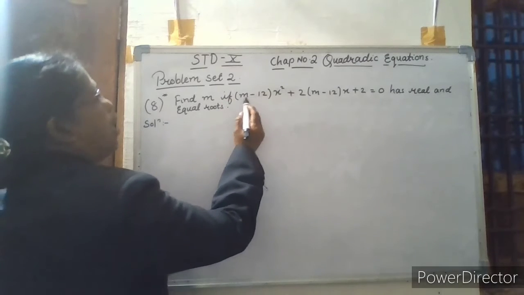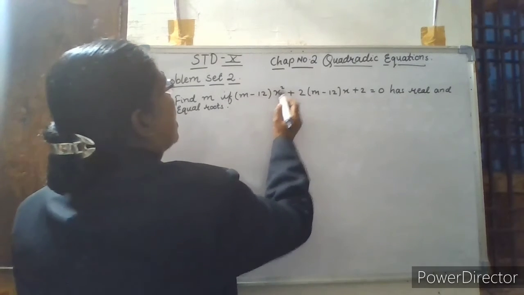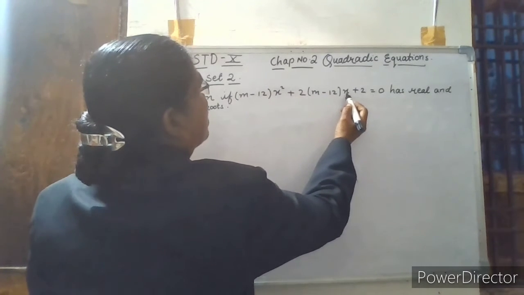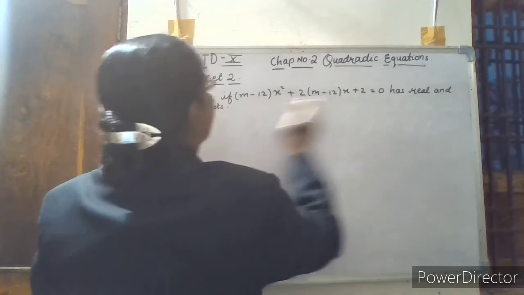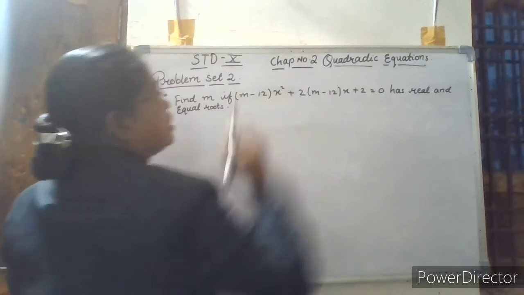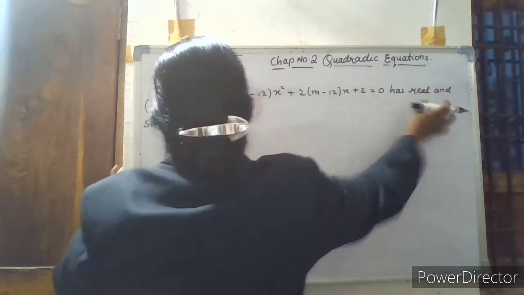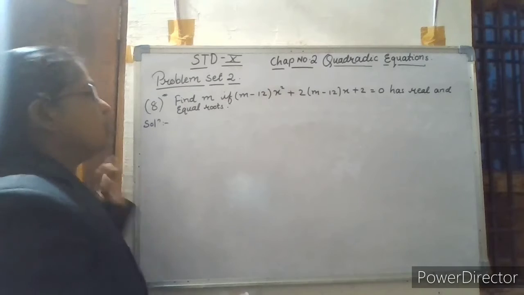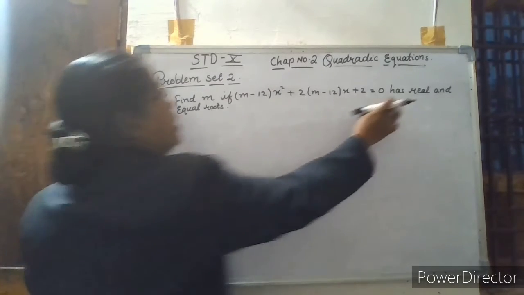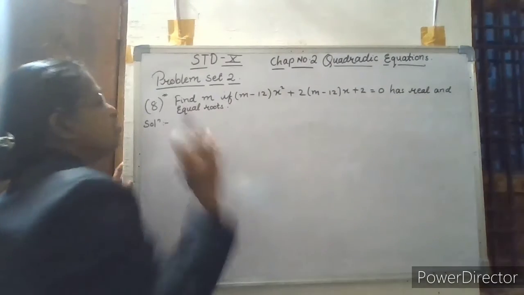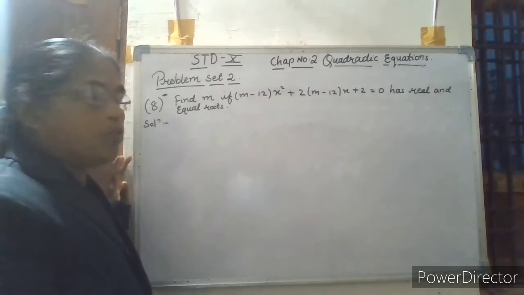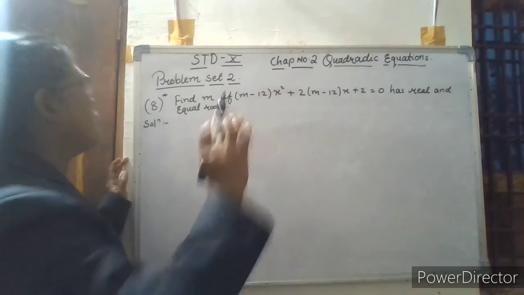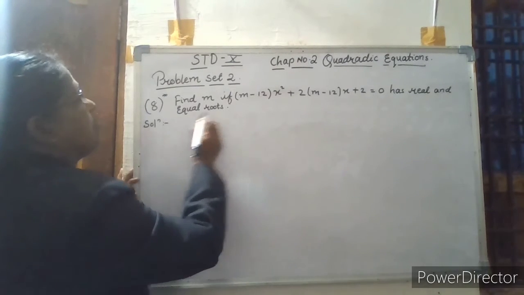If m into (m minus 12) x squared plus 2 into (m minus 12) into x plus 2 equal to 0. This is the quadratic equation. It has real and equal roots. So, nature of the roots we have learnt. When real and equal roots are there, that means the discriminant value is equal to 0, that is b squared minus 4ac is equal to 0. So, we will start with the solution.